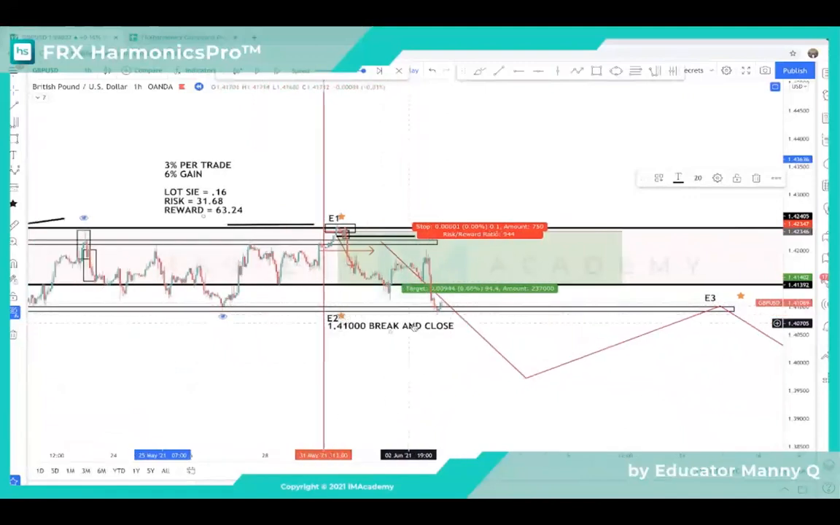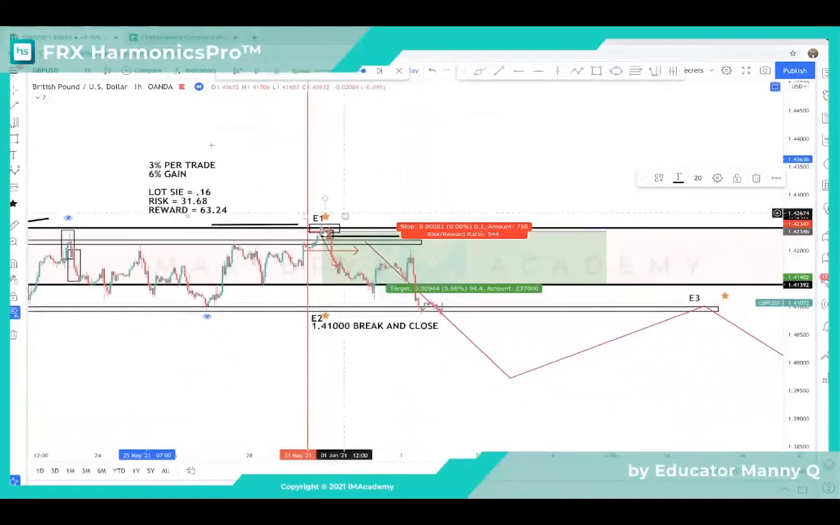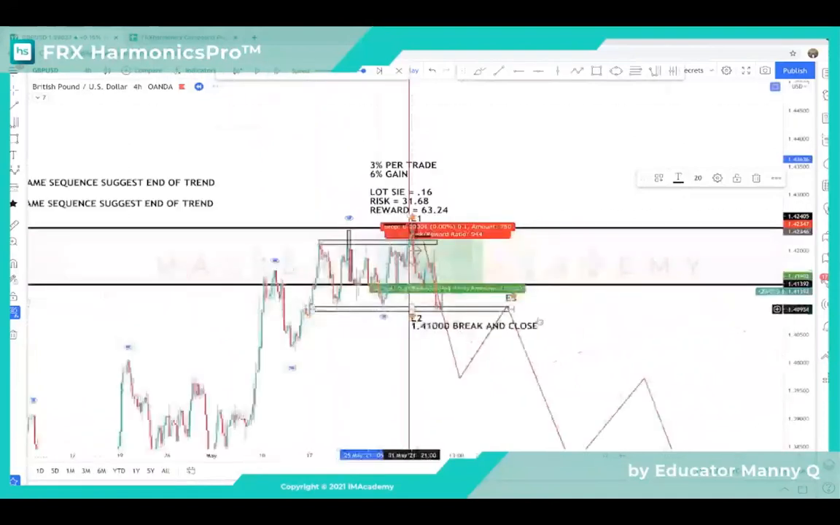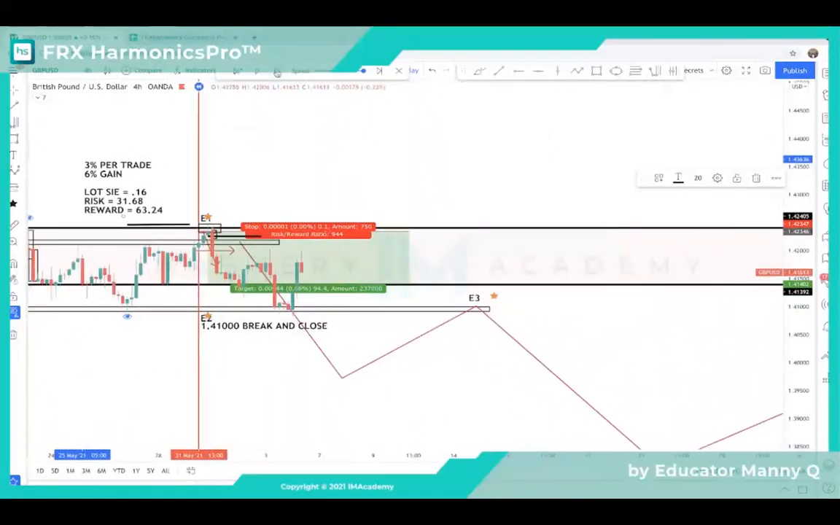Again, look, E2 would be the break in the close of that 1400. Let's see. Okay. Let's do that on like a 4-hour. Let's look for a break in the close.